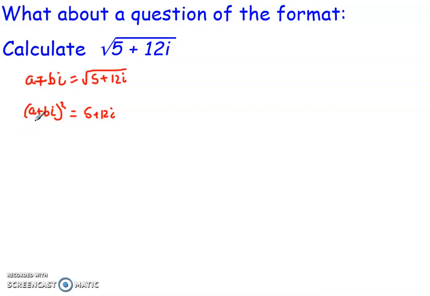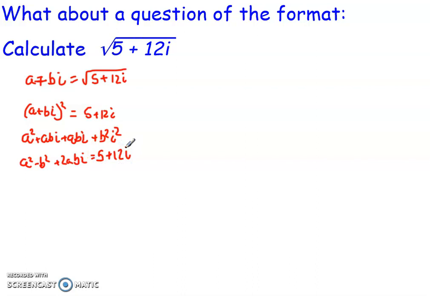We know how to multiply two complex numbers together like that. If I do a plus bi times a plus bi, what I end up getting is a squared plus abi plus another abi plus b squared i squared. And if I simplify that, the i squared becomes negative 1. So I get a squared minus b squared plus 2abi, but I know that that is equal to 5 plus 12i.